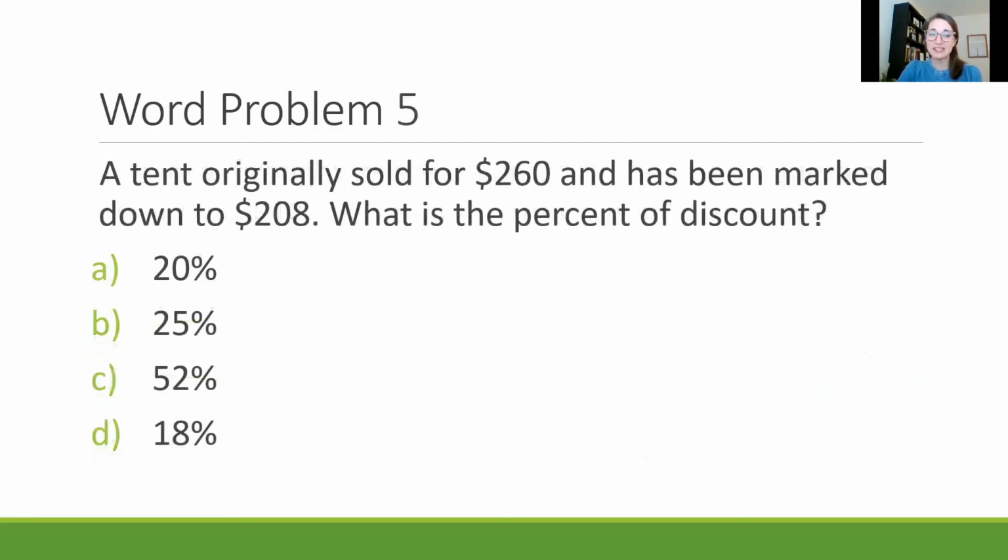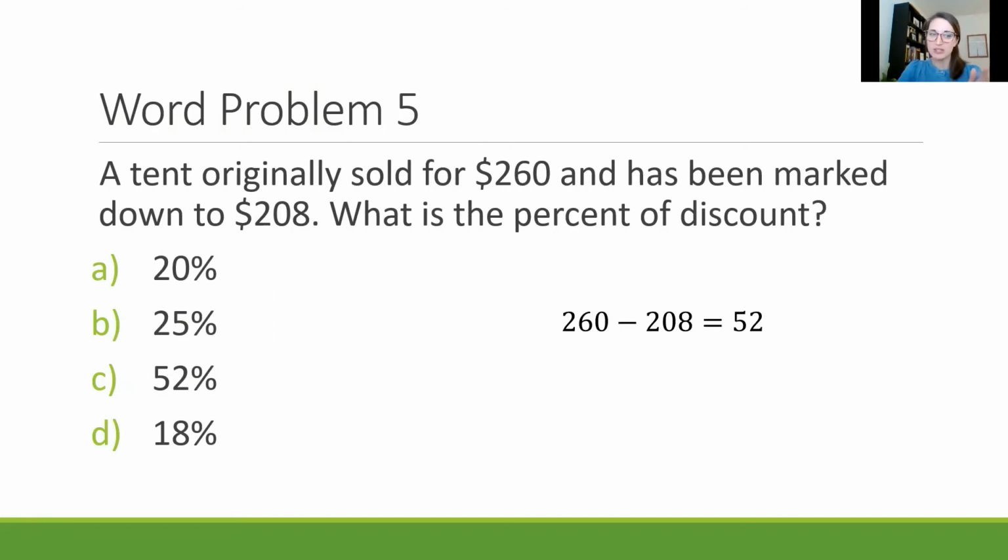Word problem 5 says a tent originally sold for $260 and has been marked down to $208. What is the percent of discount? So for this one, the first thing we need to do, whether we're finding a percent increase or a percent decrease, is find the difference between our dollar amounts. So our dollar amounts are $260 and $208. And we know ultimately we need to figure out the percent of that. So let's find out how many dollars difference this is. So if originally the tent was $260 and now it's $208, that means we saved $52. Okay, so far we have $52 discount.